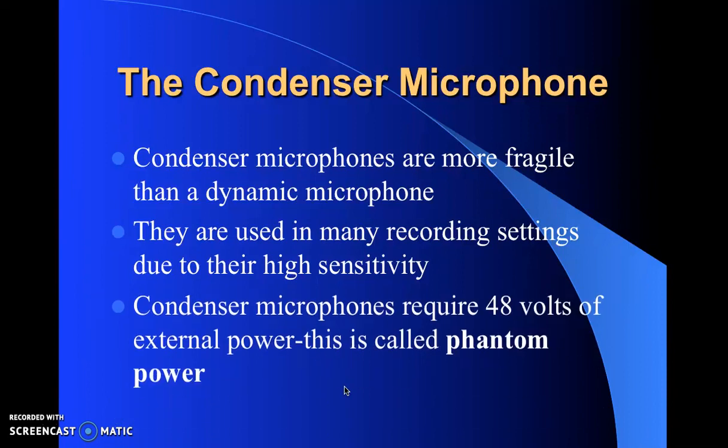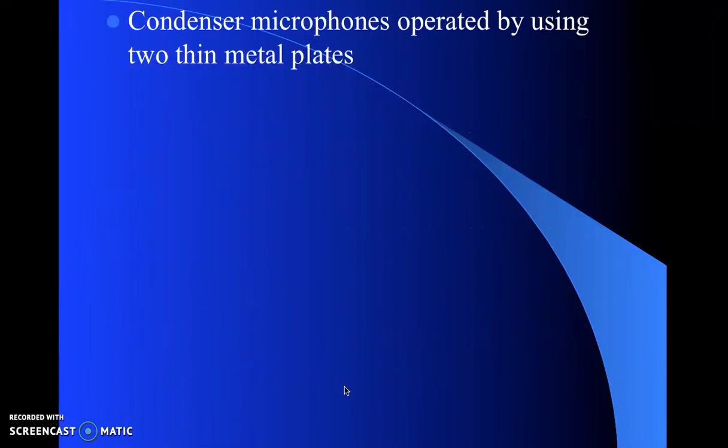Here is the external power requirement. Condenser microphones require 48 volts of external power, called phantom power. Most mixers will have phantom power built into them. However, if not, they do make phantom power that you can hook up to a mixer that might not have it. So, big thing to remember, condenser mics take separate power.